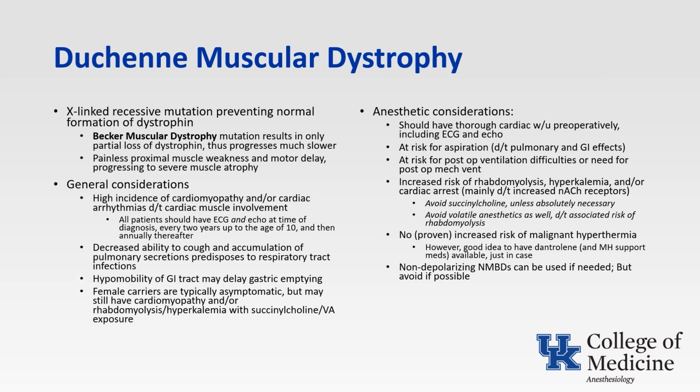Duchenne muscular dystrophy and Becker muscular dystrophy are our next keywords. These are X-linked recessive mutations which prevent normal formation of dystrophin. Becker differs from Duchenne in that it's only a partial loss of dystrophin rather than an absolute loss in Duchenne.